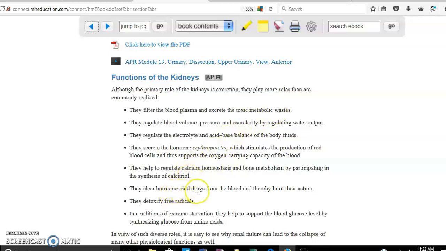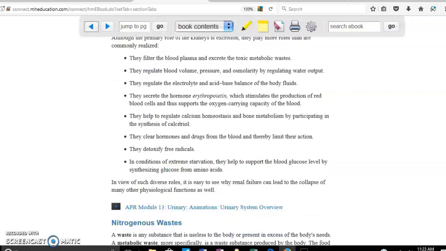They clear hormones and drugs because we filtrate and we secrete these things through urine. They detoxify free radicals, same concept, because we are able to eliminate these things through urine. And in certain situations, it helps us support blood glucose by synthesizing glucose from amino acids. Okay, another function is it helps us in the formation of vitamin D. So we keep scrolling down.